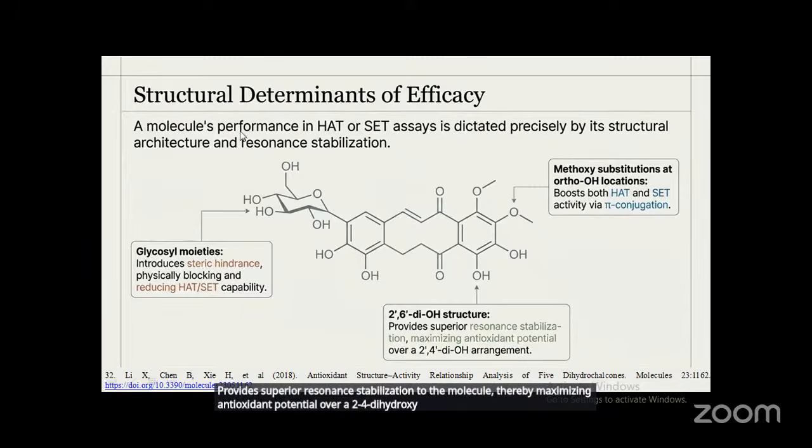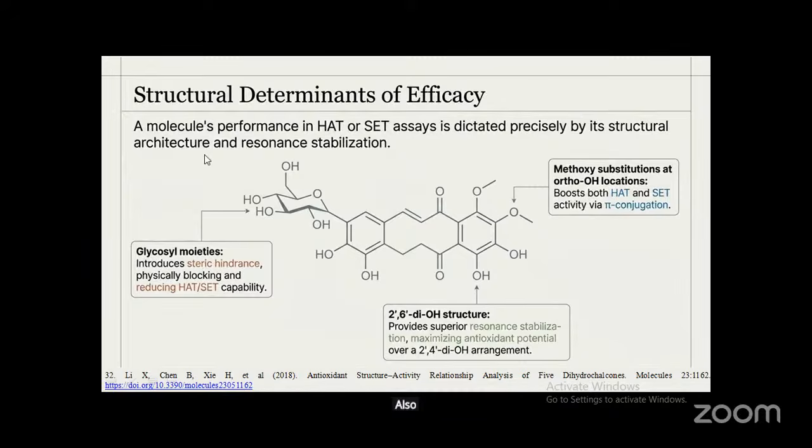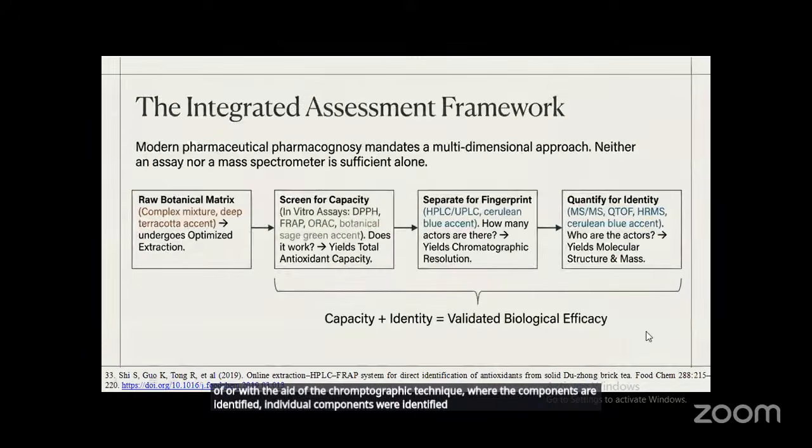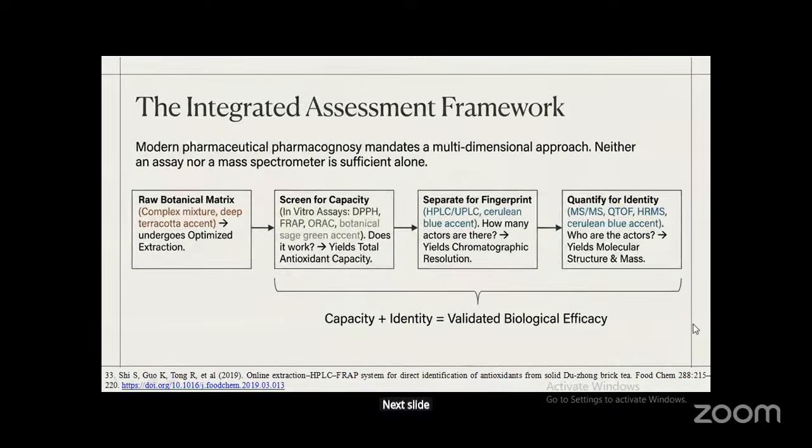2,4-dihydroxy arrangement. So this type of structure activity relationship is also useful to study by using the total antioxidant capacity with the aid of the chromatographic technique, where the individual components are identified. Next slide, please.